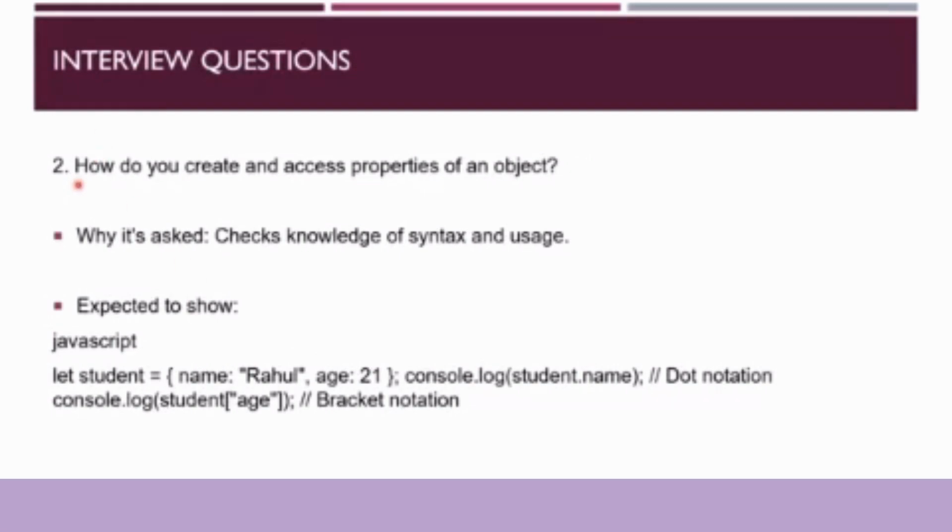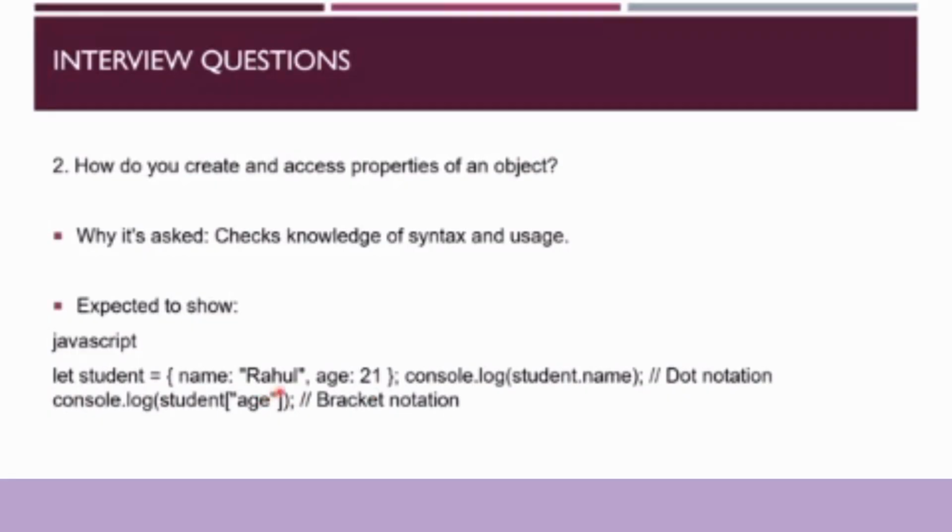The next question is how do you create and access properties of an object? It's important because it tests if you know the basic syntax of objects and how to work with them. To create an object, you write its properties inside curly braces as key value pairs. For example, let's consider this code.